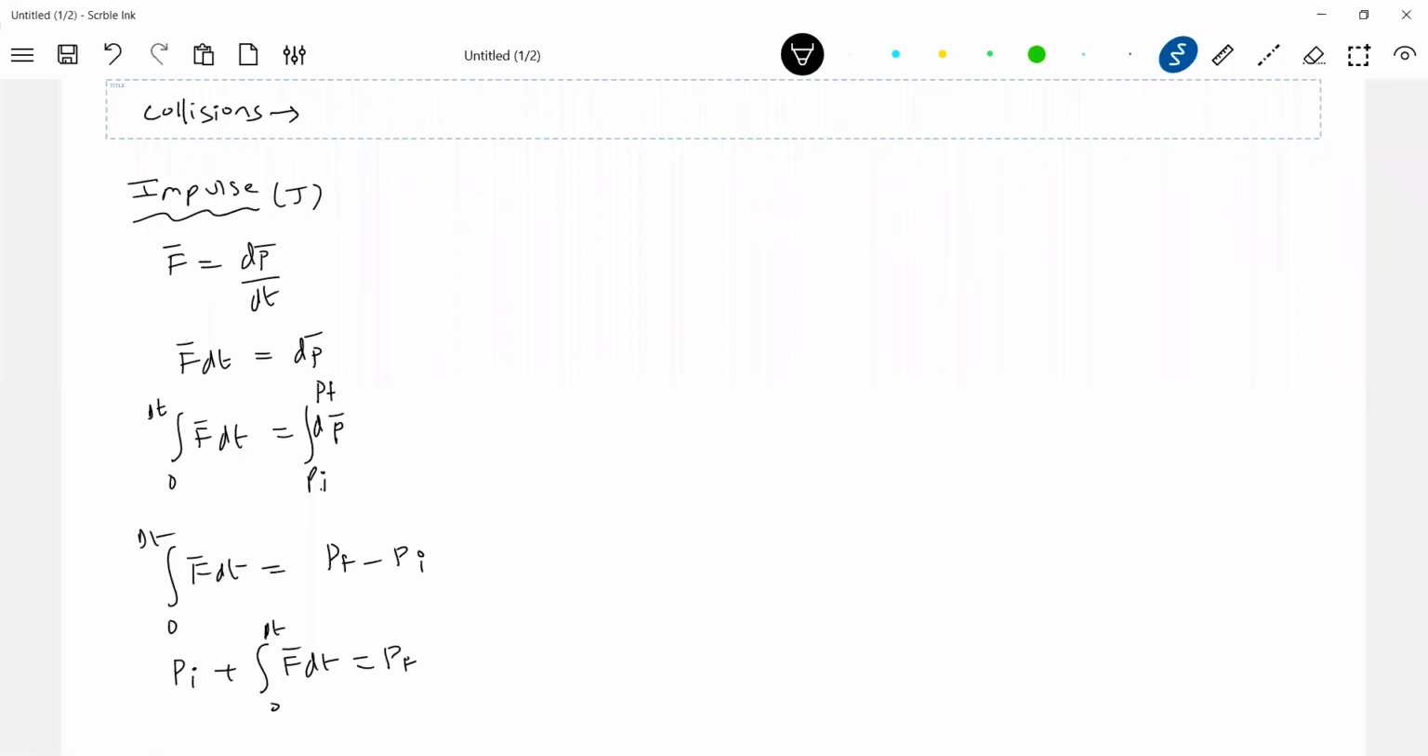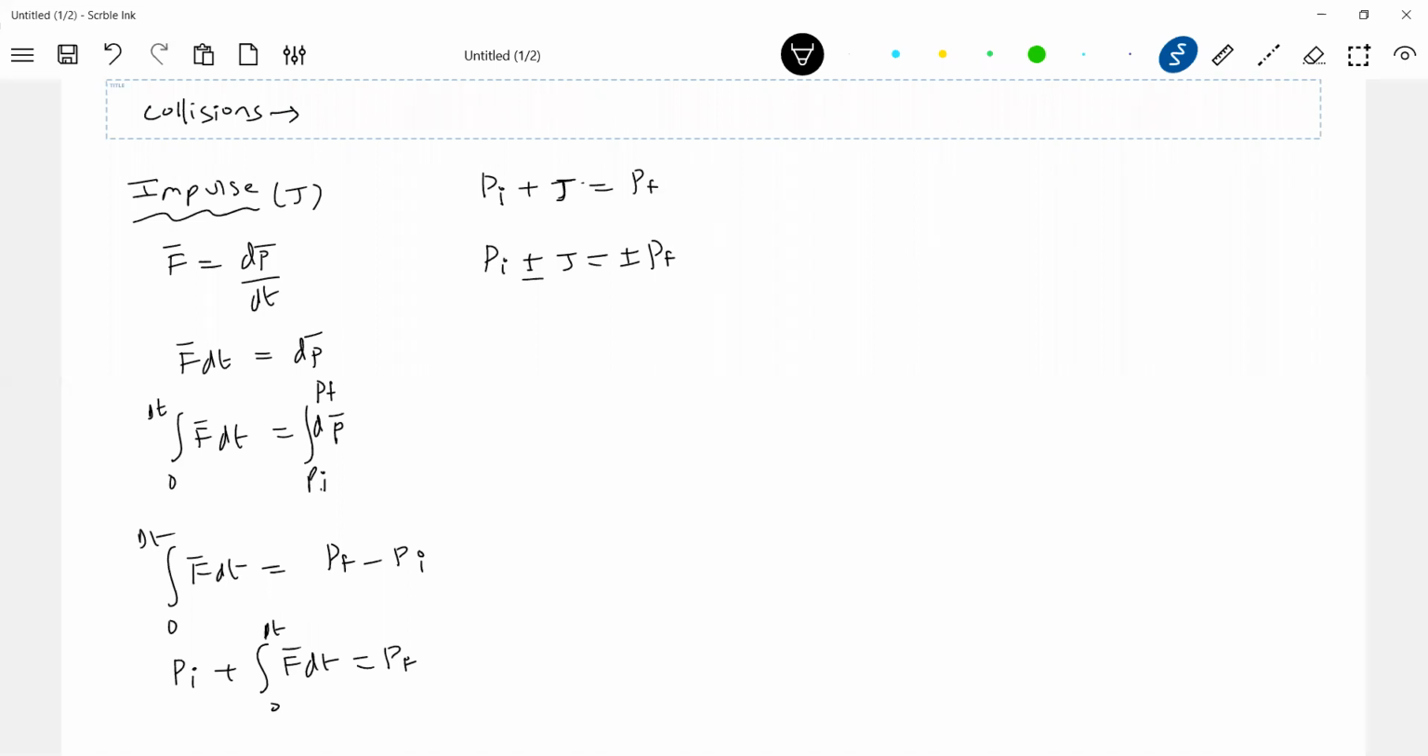A very generalized form of this is pi plus, that everything is what I'll call J, equal to pf, or in generalized form is this one. Initial momentum plus or minus J equals final momentum. The impulse can be positive or negative.